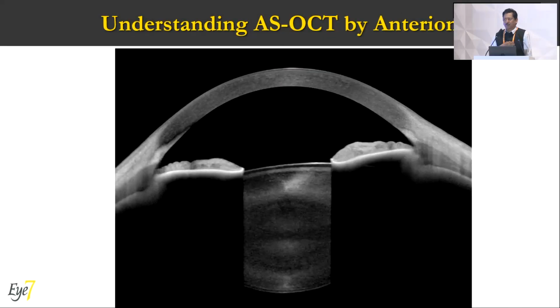So, yesterday when I was giving my talk on ICL, a lot of people asked me, sir, why don't you just explain to us about these OCTs, AIOS-OCTs, and its sizing? Because all these formulas are using spur to spur, angle to angle, white to white, and we really don't know how to go about it. So will you just give us the anatomy of an AIOS-OCT?